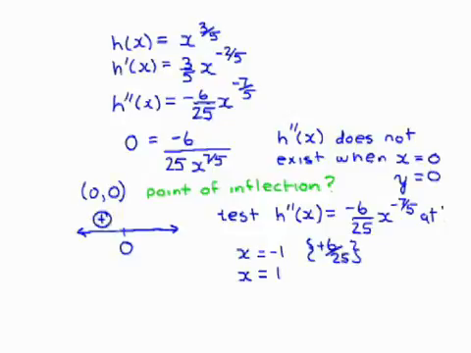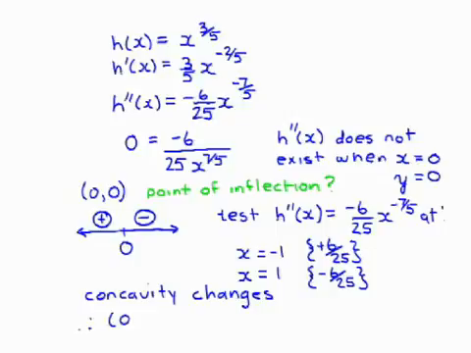So I record that on my number line that I'm dealing with positive values just to the left of 0. And when x is equal to 1, I find that my corresponding value of h double prime of x is negative 6/25. So I record that x values to the right of 0 produce negative values in our second derivative. What I can clearly see is that my concavity is indeed changing across that point. So I can conclude that (0, 0) is a point of inflection.